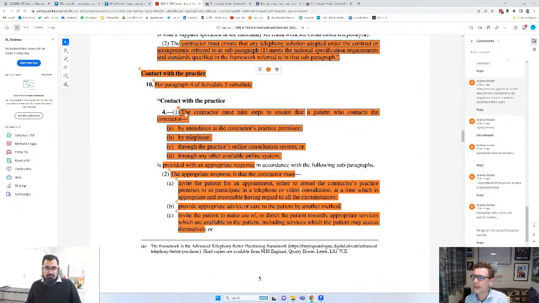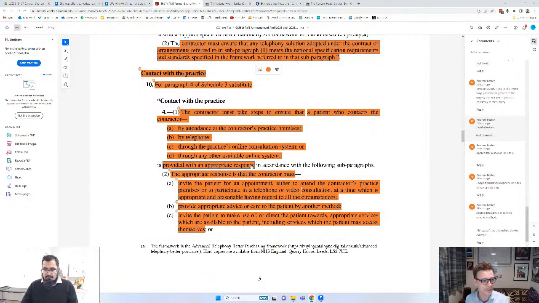The first bit says this now applies to people not just presenting physically at the practice by attendance at the contractor's premises, but also by telephone, through the practice's online consultation system, or through any other available online system. So it's really any contact with the practice that this new provision applies to. And the contractor must take steps to ensure that a patient who contacts them via these routes, which is essentially all of those that I can think of at the moment, is provided with an appropriate response.